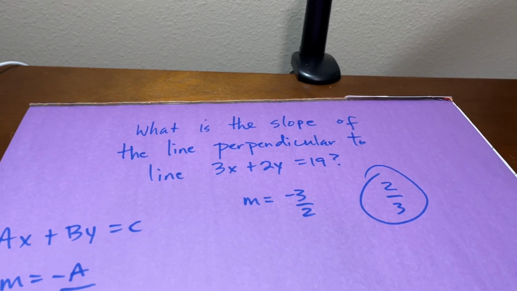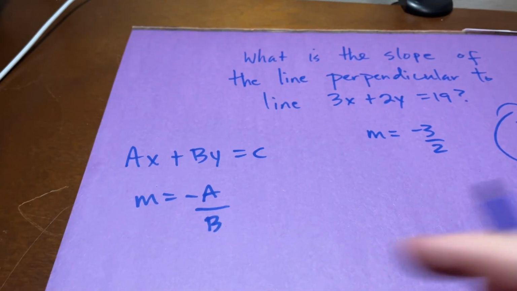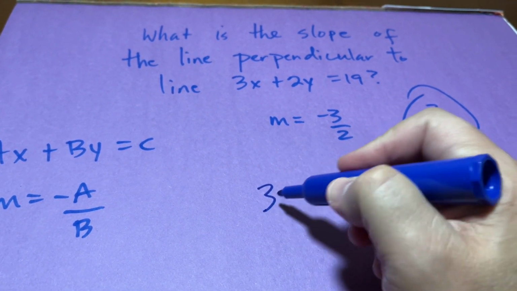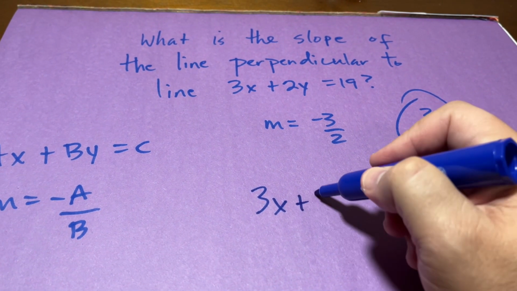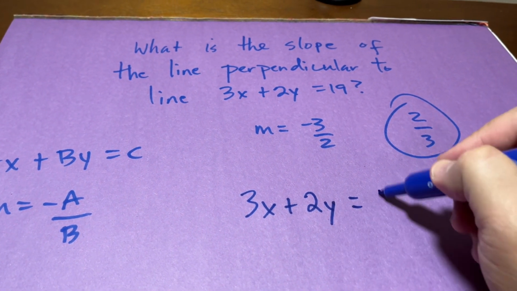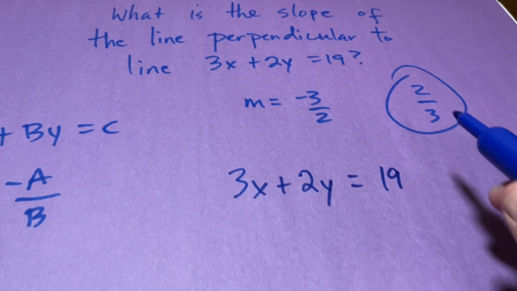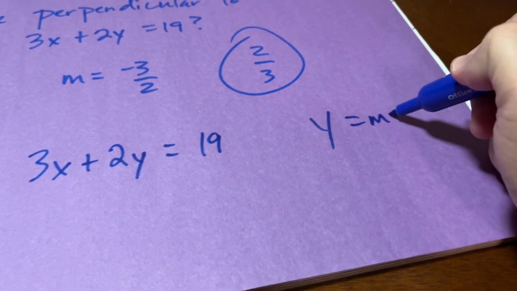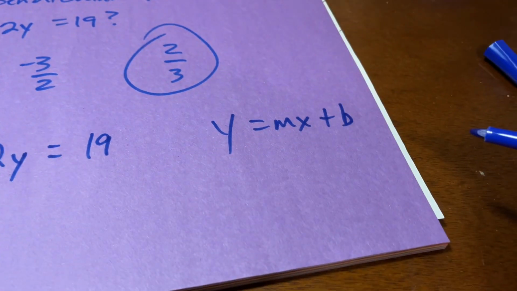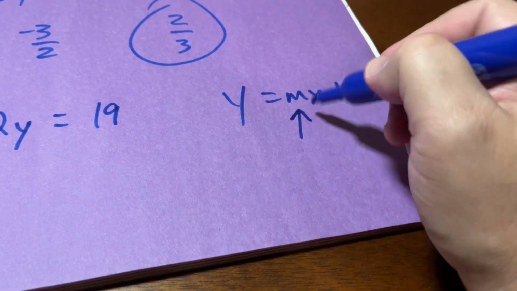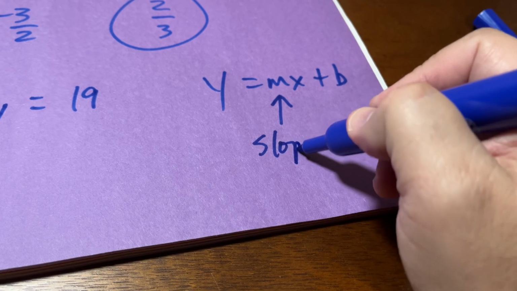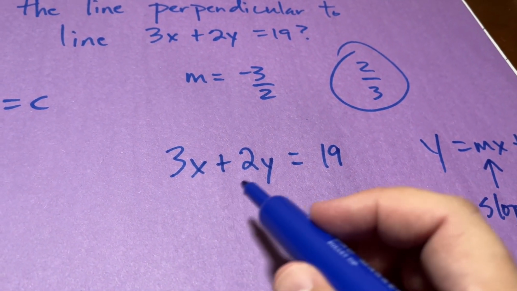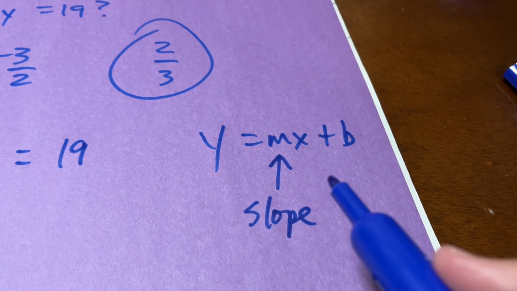What most people do is they don't know this. So they do what they can do, and there's nothing horrific about this. It's just not the fastest way to do it. And when you're taking the ACT, you need fast. What they'll try to do is put it in slope-intercept form. More people know this. They know slope-intercept form, and they know this is the slope. Well, that's great. I'm glad they know that. Anyway, what they'll do is try to take this and put it in that form.